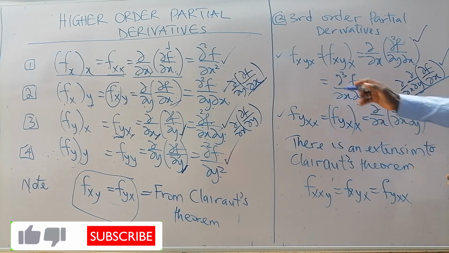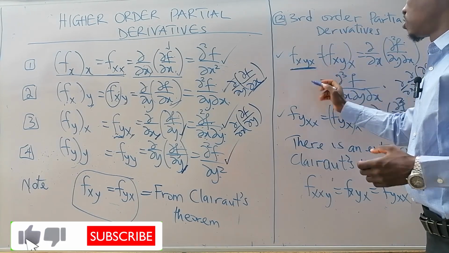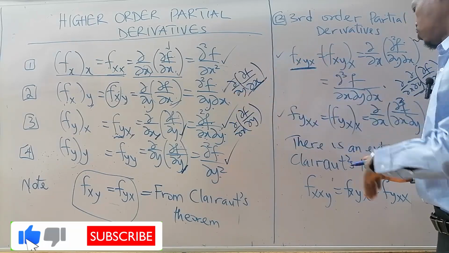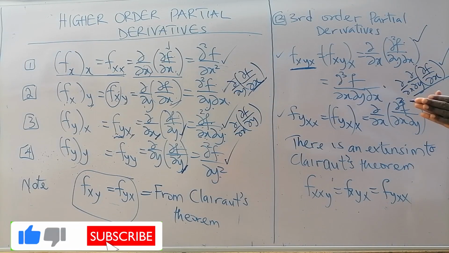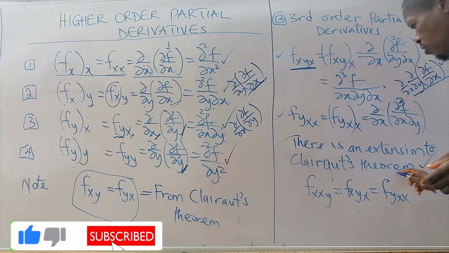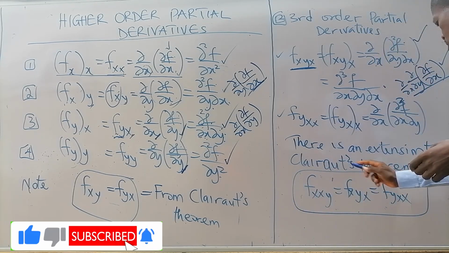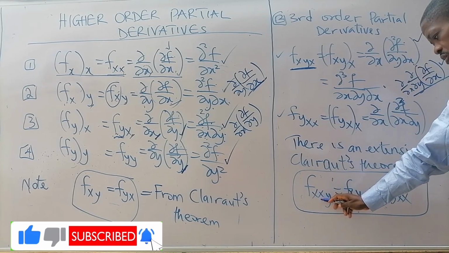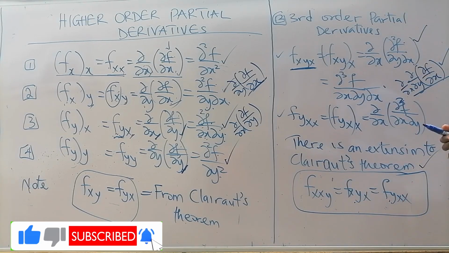But for the subscript notation, you start from what? From left to right. So we can extend Clairaut's theorem to the third order partial derivative. This one and this one, they are equal.